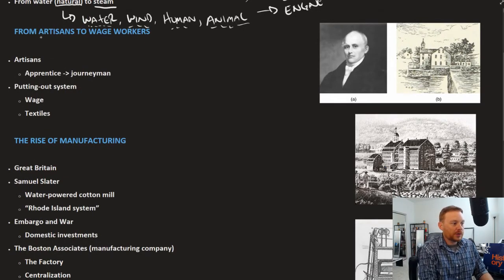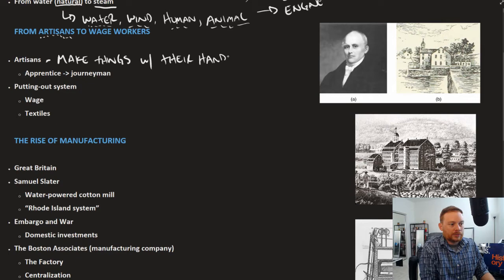So before, when everything was handmade, it was created by artisans. Artisans are people who make things with their hands. A good example is shoes. A shoe was made by an artisan, who essentially made that shoe with their hands. And that's how everything was essentially made before the Industrial Revolution.